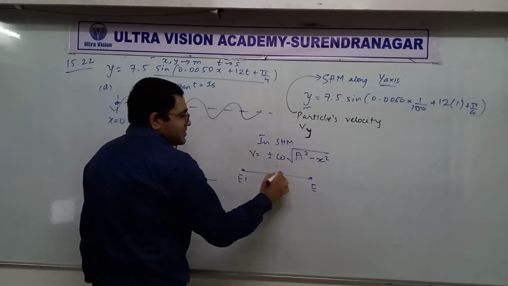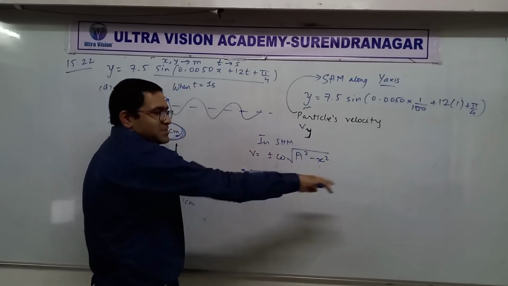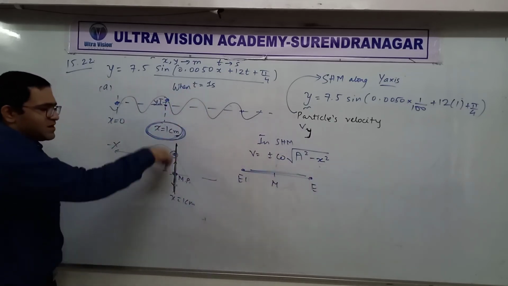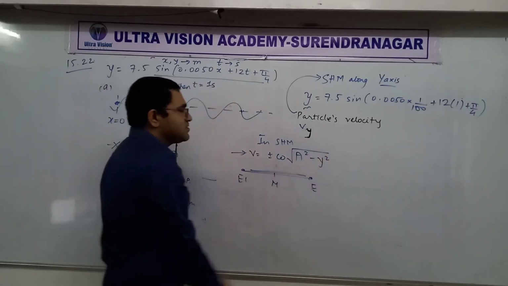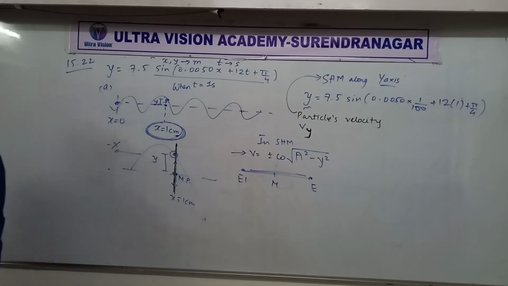But that was for a particle doing SHM along horizontal. Do you remember that? Particle was doing horizontal SHM. But here this particle is doing vertical SHM. So instead of x I should write y. Understood or not?